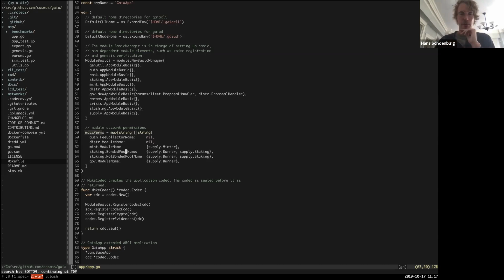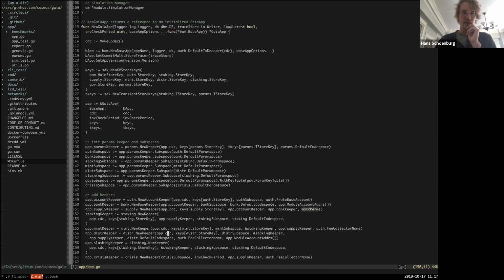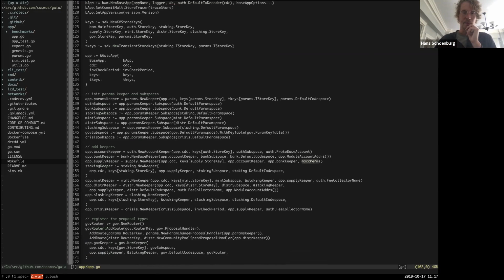So any module, if you want to introduce any module that needs these sorts of permissions, this is where you would register their permissions, and then you would pass a reference to the supply keeper to that module's keeper. Got it. Okay. Essentially. Interesting.